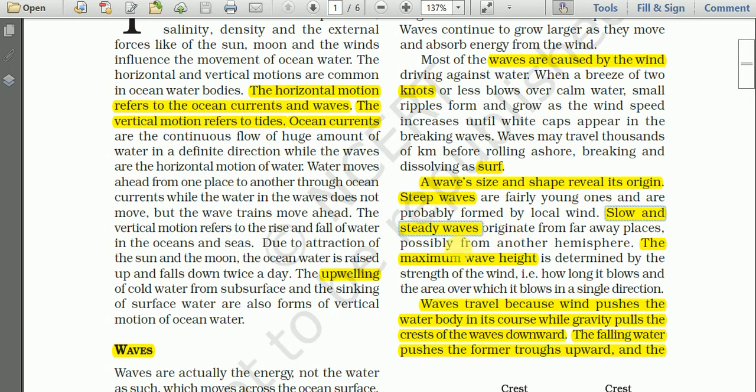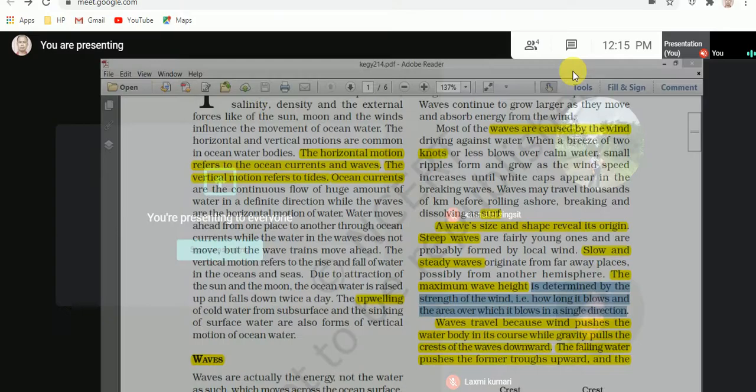Possibly from another hemisphere, originated beyond the equator. And the maximum wave height is determined by the strength of the wind. Okay, the maximum wave height is determined by the strength of the wind.